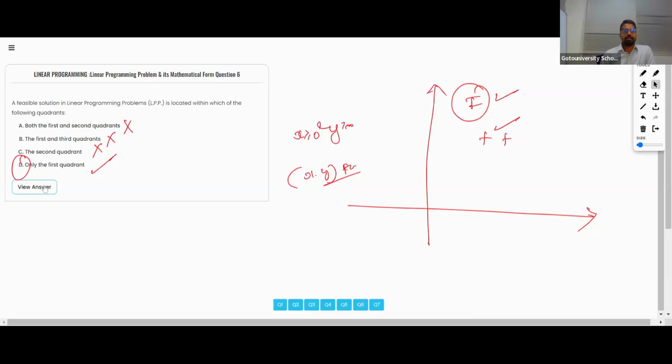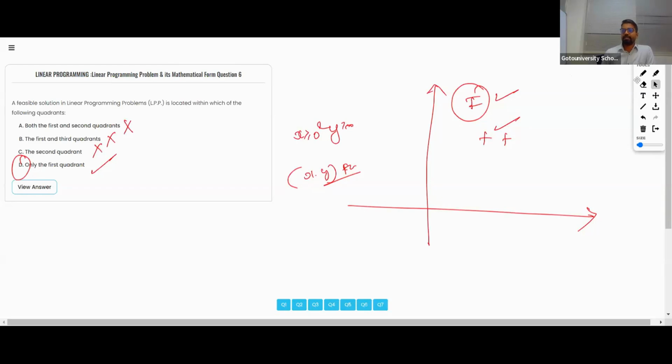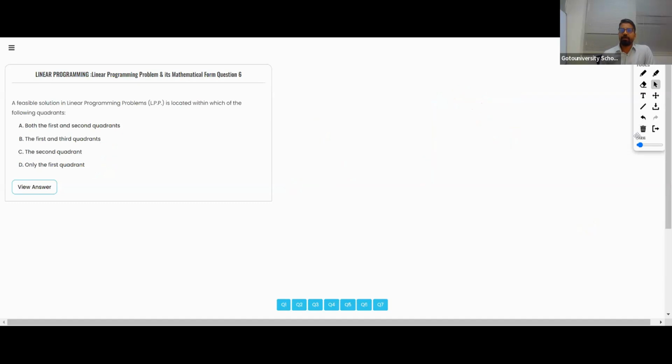Okay, see the answer? Yes. Because it's a very fundamental thing to know that when non-negative constraints are there, both x and y are positive. That falls only in the first quadrant. Okay, let's go for the last question in this introduction part.